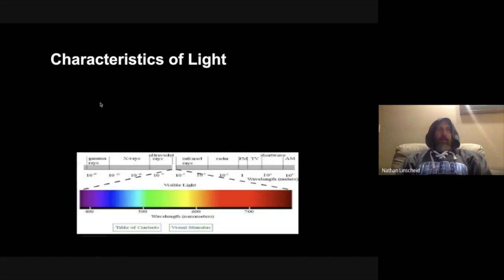So, the first thing we want to talk about is just what are the characteristics of light, and I think most of you have some idea of what light is. You can see light coming from the sun. You can see light coming from a light bulb. The truth is, though, that is only what we call visible light. And visible light is a very, very tiny fraction of all the light that exists in the universe.